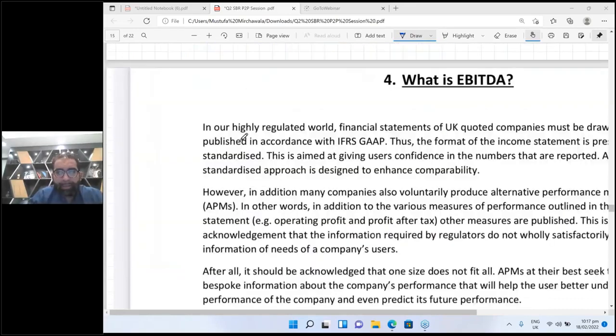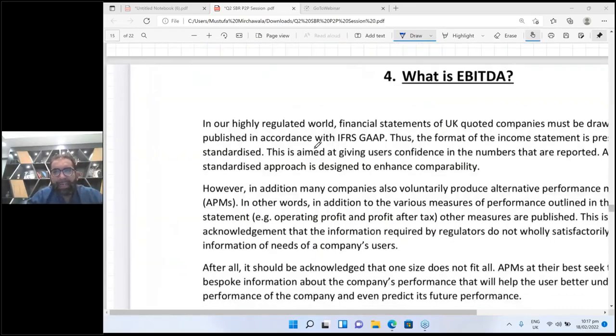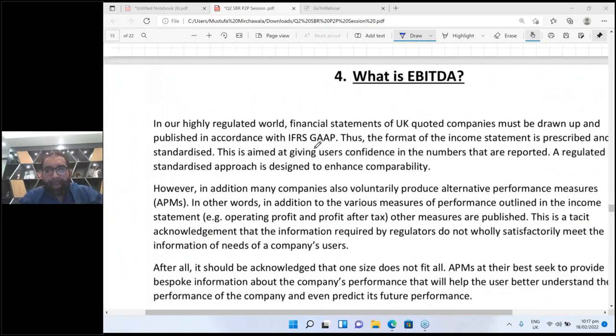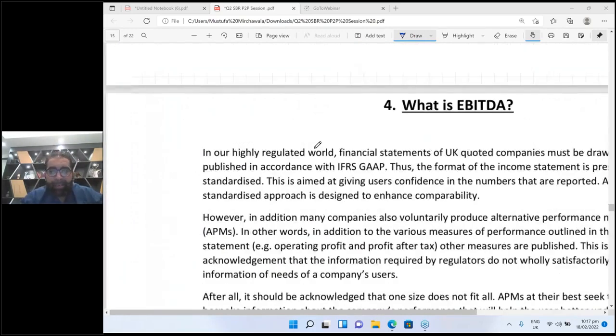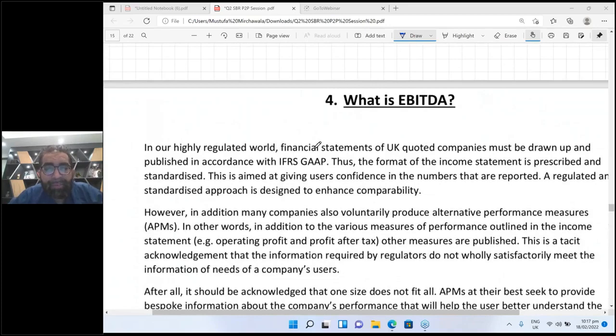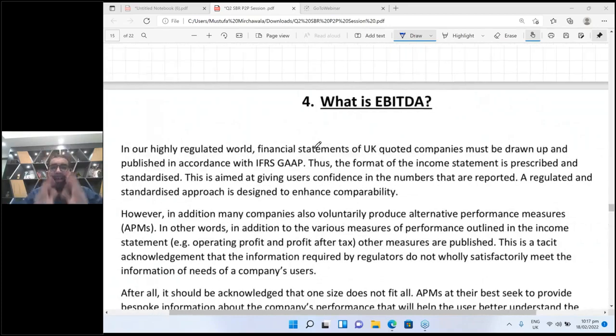What is EBITDA? Let me discuss this. This is a very famous performance indicator, and there is a topic, APM, alternative performance measures or additional performance measures, in your course, and the examiner asks things related to that also. Like 6 to 8 marks may come in your exam. You can expect 8, 9 marks, something like that.